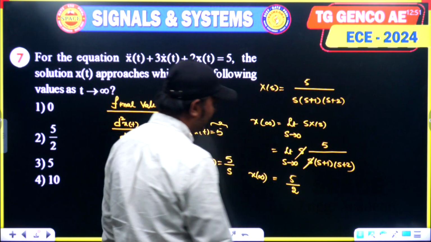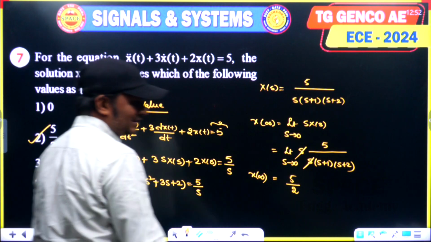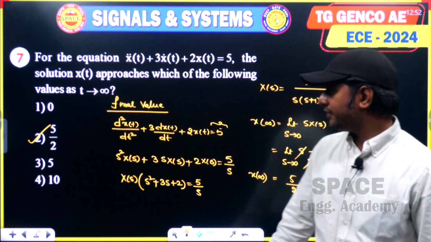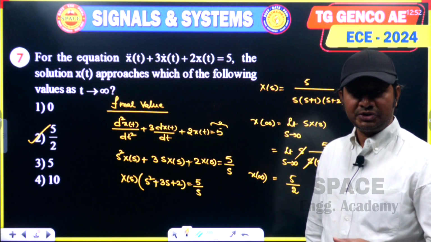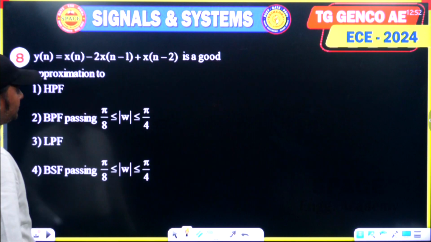Now, we have to search for this option. So, phi by 2, option 2 is your answer. Option 2 is the answer. Hope you understood this question, right? Now, let us look at the next question.